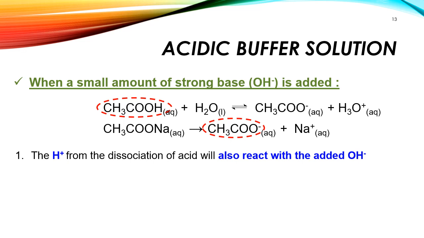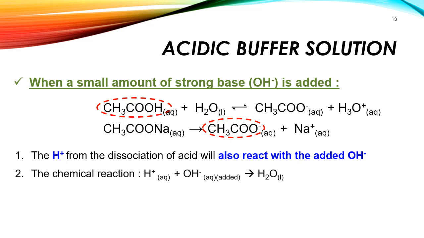Besides, the H+ from the dissociation of the acid will also react with the added OH- ions. The chemical reaction is shown in the equation: the H+ ion reacts with the OH- ion from the strong base added to form water.